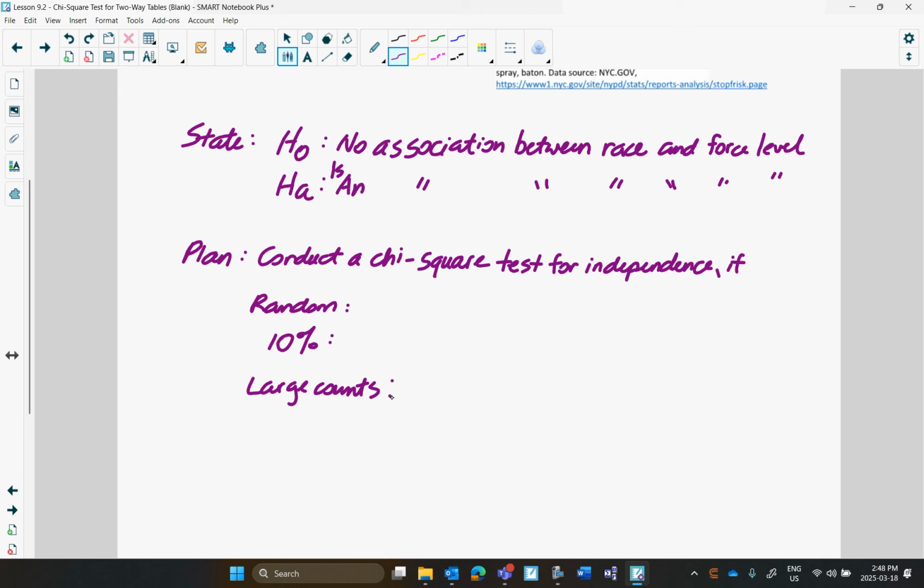So random said records randomly sampled. 10% condition. Well, our sample size was 3164, and it said how many stops were made? Almost 700,000. Well, 3164 is definitely less than 10% of 685,000 stops.